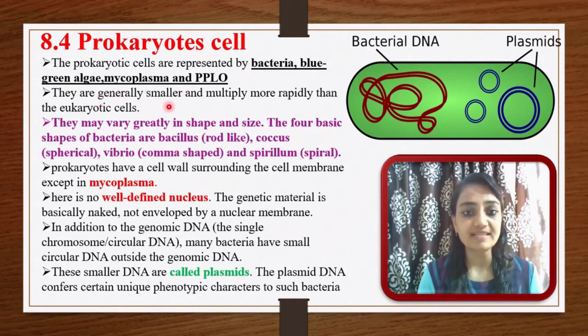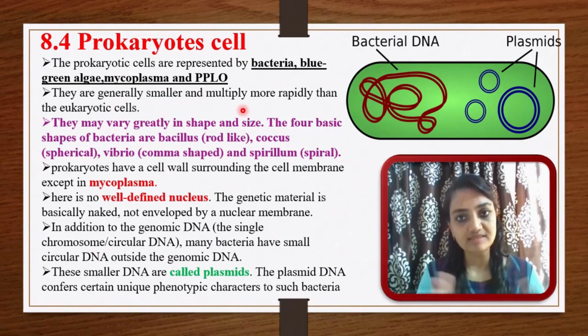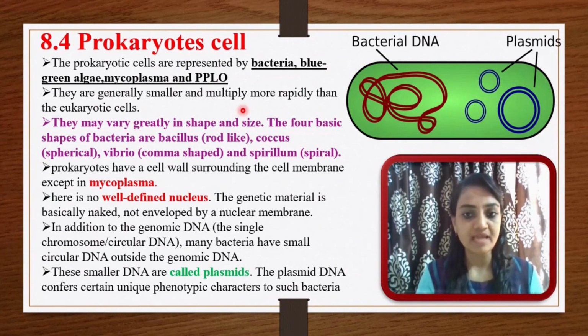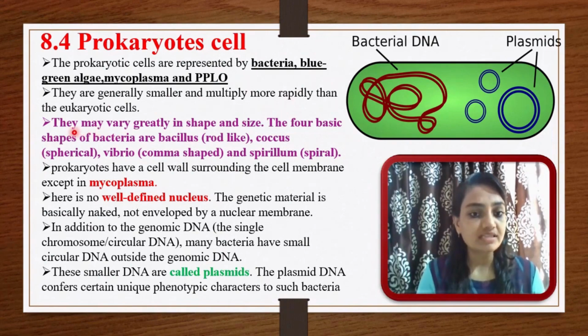They are generally smaller and multiply more rapidly than eukaryotic cells because their structure is very simple. That's why their multiplication method is very simple, and they divide rapidly. They may vary greatly in shape and size.